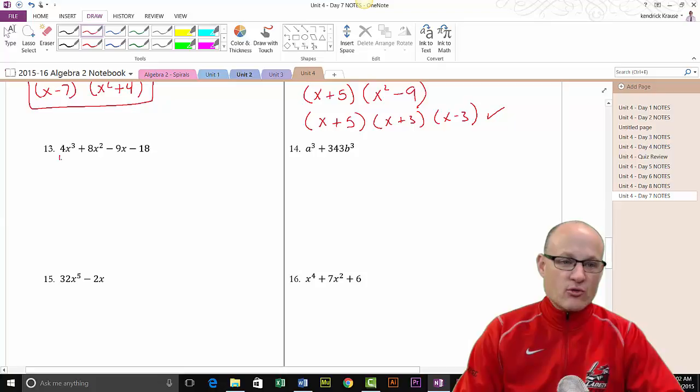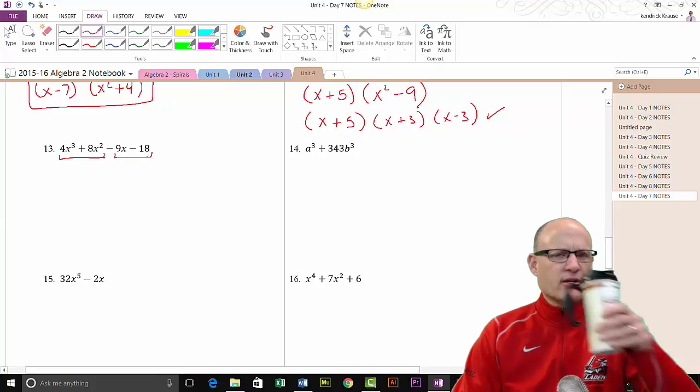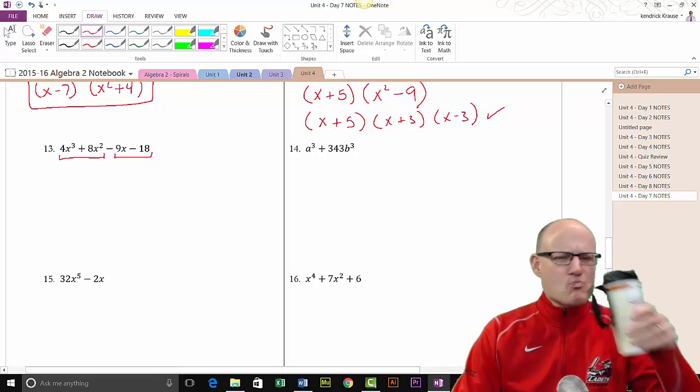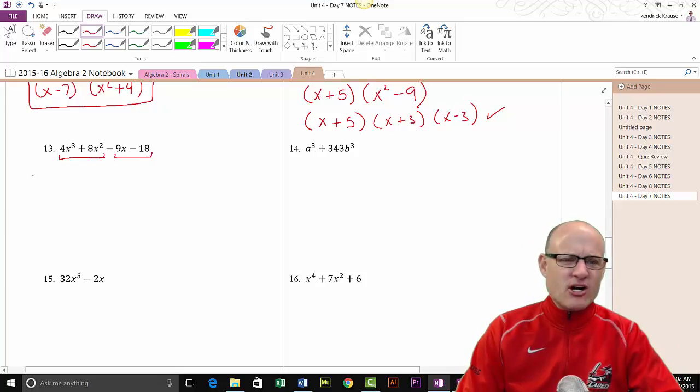Take out a GCF. We're going to group. Anytime there's 4 of them, I am group. I got to figure out what that is. Love coffee. We're going to take out a 4x squared. What am I left with? X plus 2. Copy over the sign, minus.